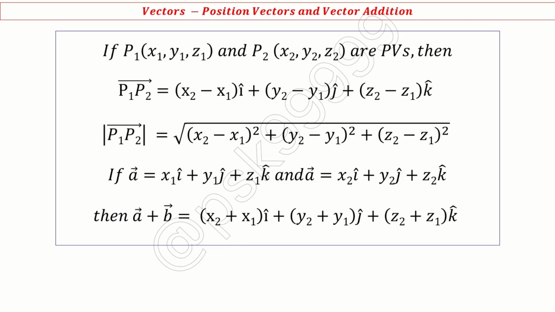Now, let's say a bar is defined as x1 i plus y1 j plus z1 k, and this is b. Okay. And b bar is defined as x2 i plus y2 j plus z2 k. Then a plus b, vector a plus vector b, is equal to (x2 plus x1) i, (y2 plus y1) j, (z2 plus z1) k. This is how we do the vector addition. Okay. Very simple.